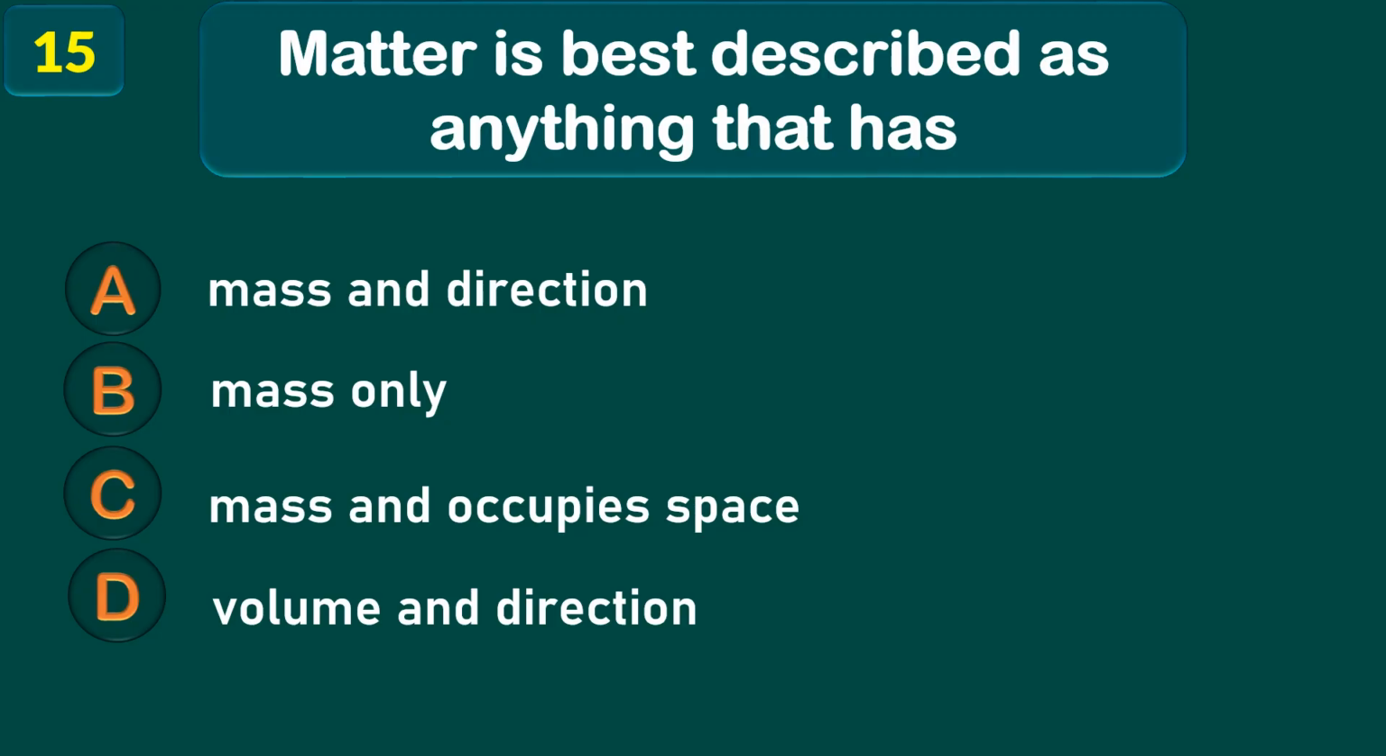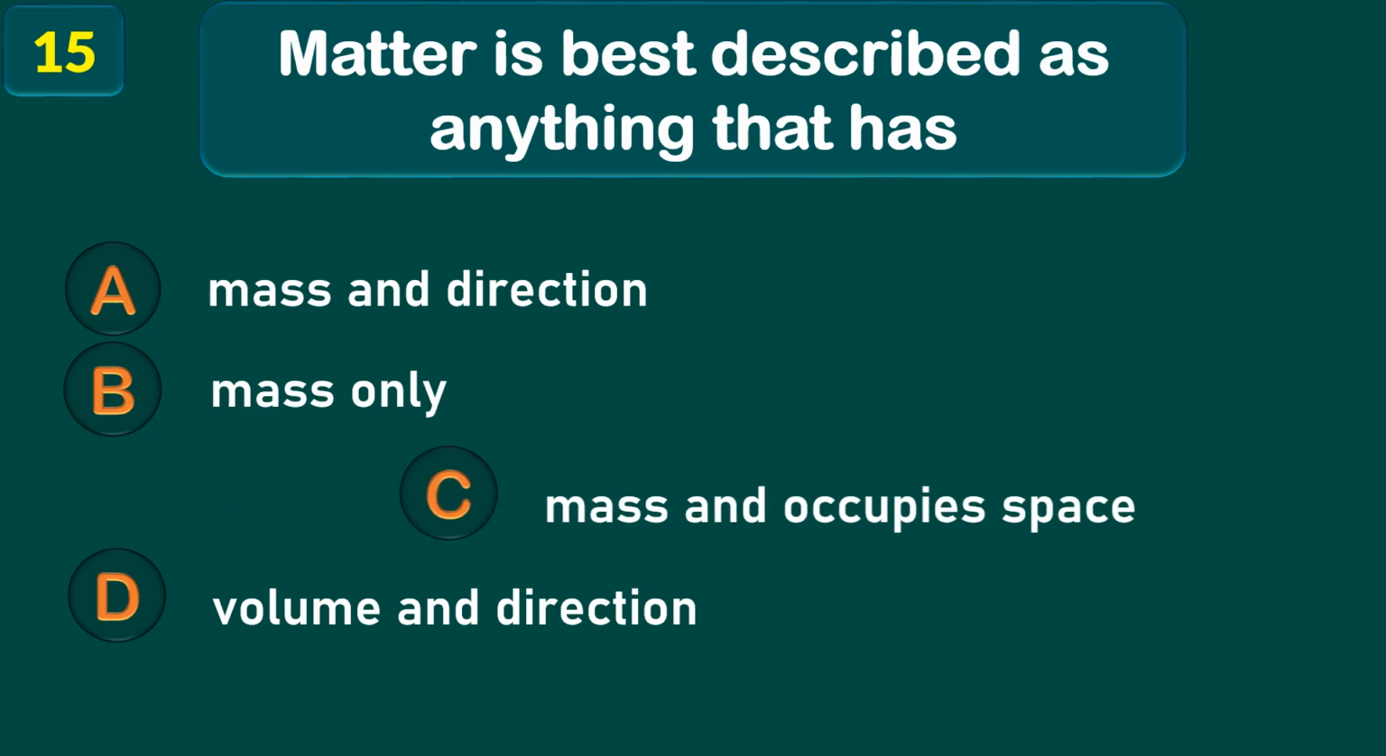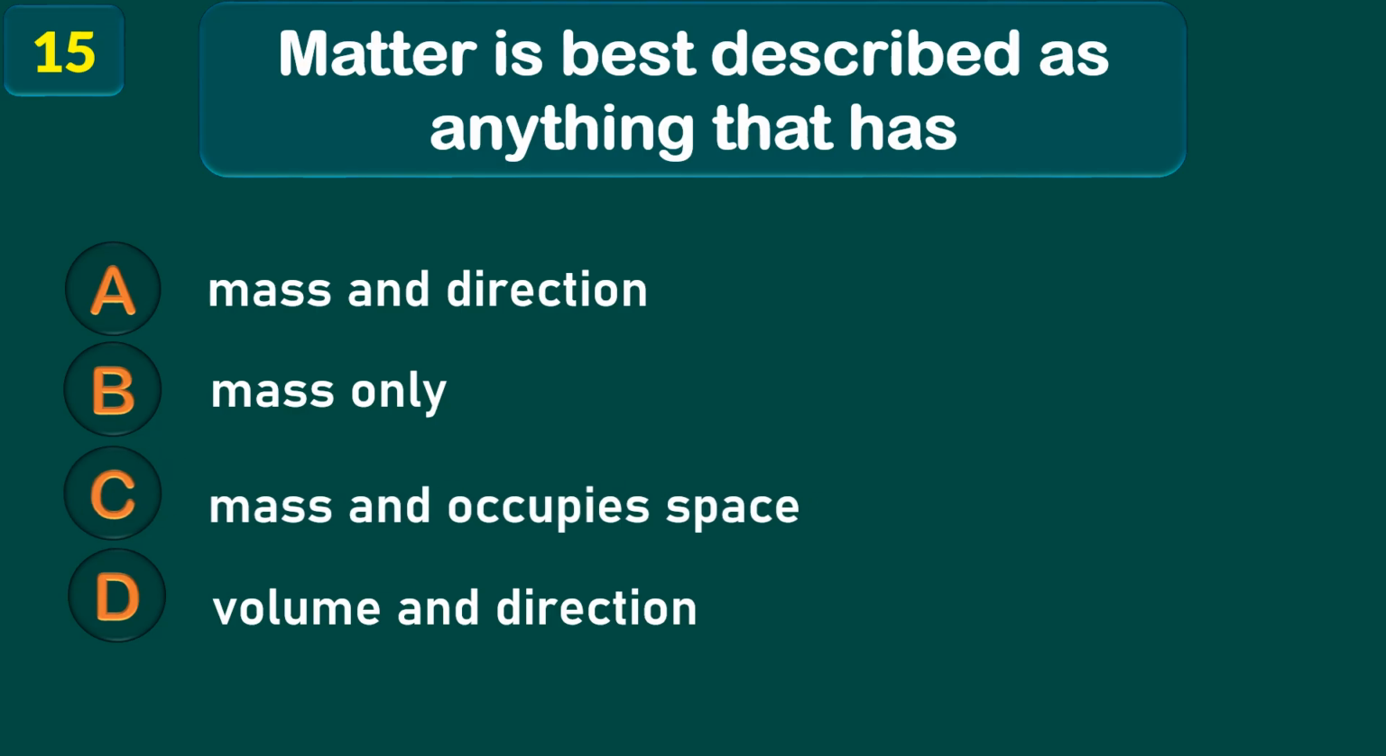Matter is best described as anything that has A. mass and direction, B. mass only, C. mass and occupies space, D. volume and direction. Answer: C. mass and occupies space.